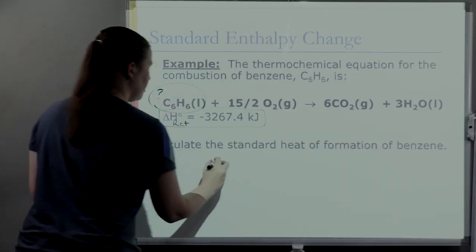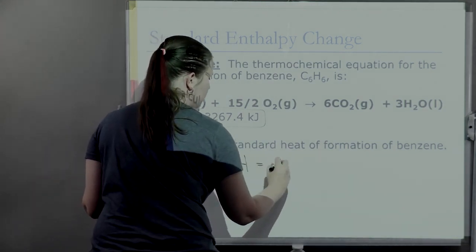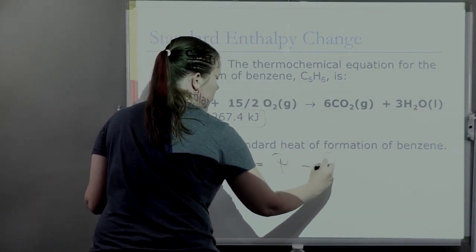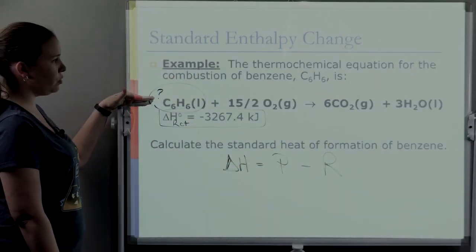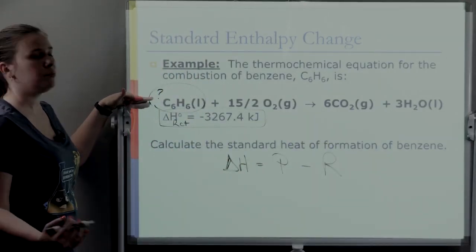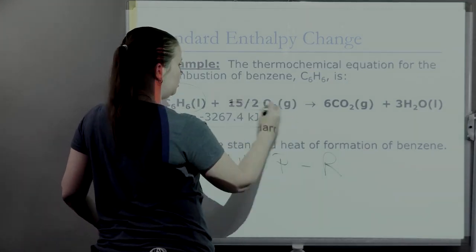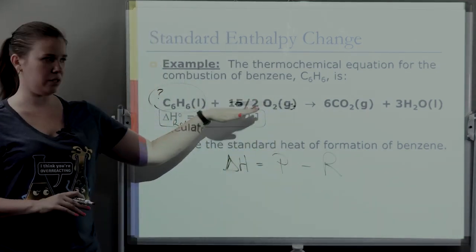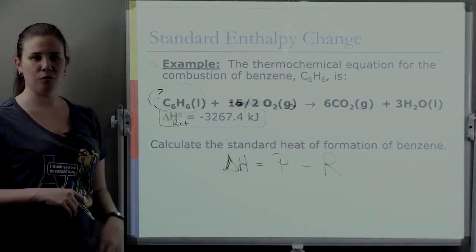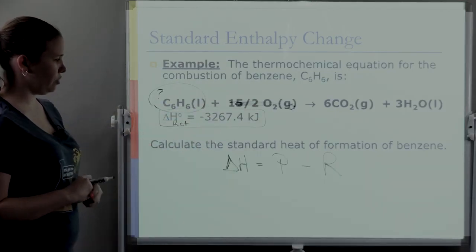So we can still set this up as delta H total equals the delta H of the product minus the delta H of the reactant. Before I start looking up numbers, let's get rid of things that are 0. Oxygen gas already exists naturally. That's going to be 0. And so let's go ahead and cross that out, which is good. Now we don't have to worry about that 15 halves or 7.5 moles of oxygen.